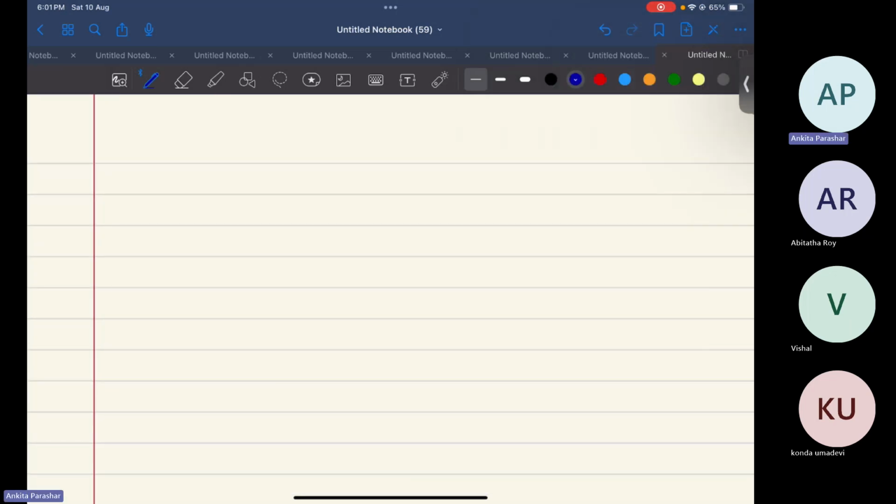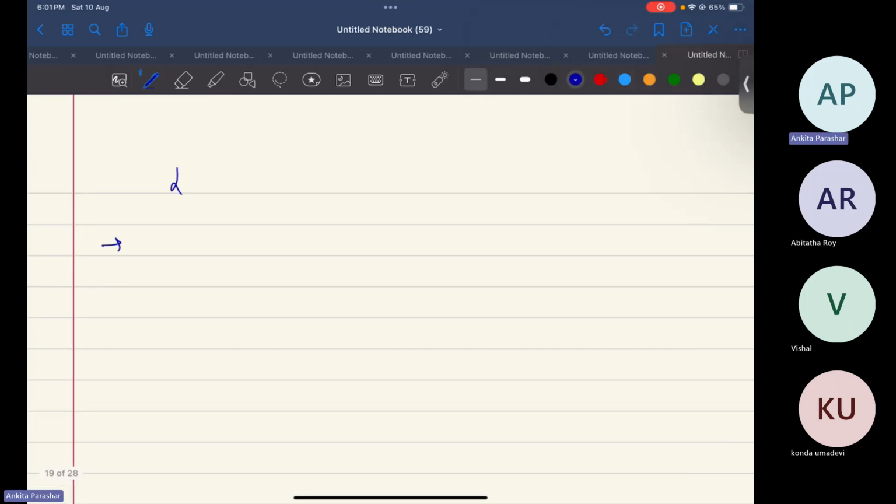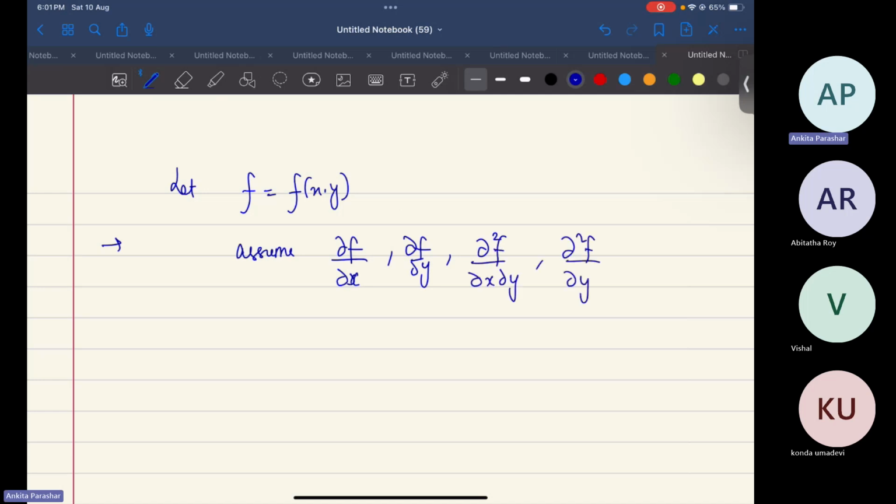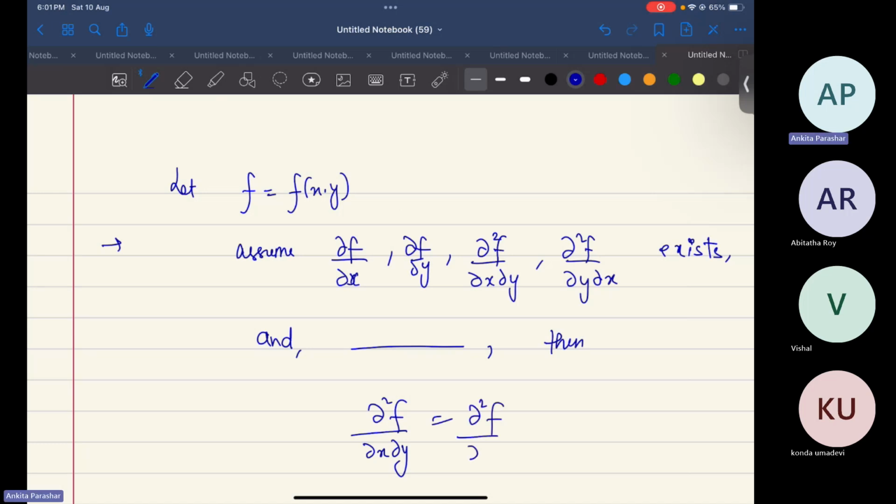So here is a certain result. Let f be a function of two variables, f(x, y). Assume ∂f/∂x, ∂f/∂y, ∂²f/∂x∂y, and ∂²f/∂y∂x — first of all, they exist. And there should be one more property, then ∂²f/∂x∂y equals ∂²f/∂y∂x.